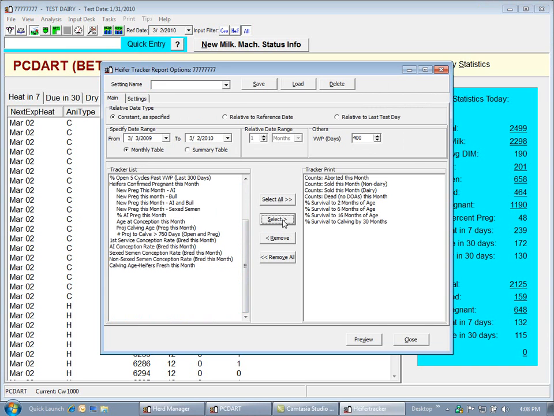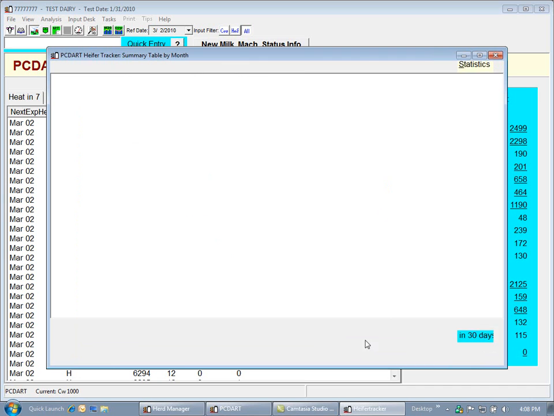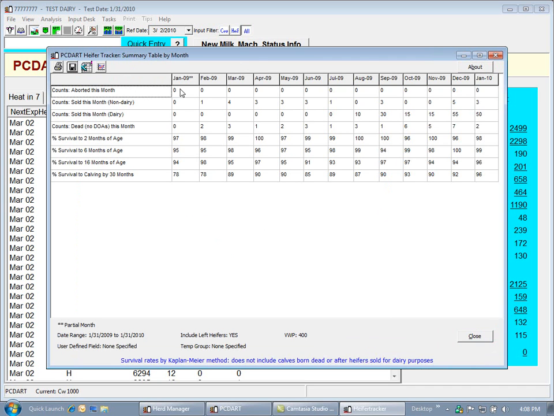So I'll select those and I'll choose my date range, and I'll do it relative to last test day for the last 12 months and hit preview. The first 4 rows are simply counting events that happen each month. Again, January 09 is a partial month denoted by 2 asterisks, so that only counts the 31st for one day of that month. But let's look at our first full month of February 09.